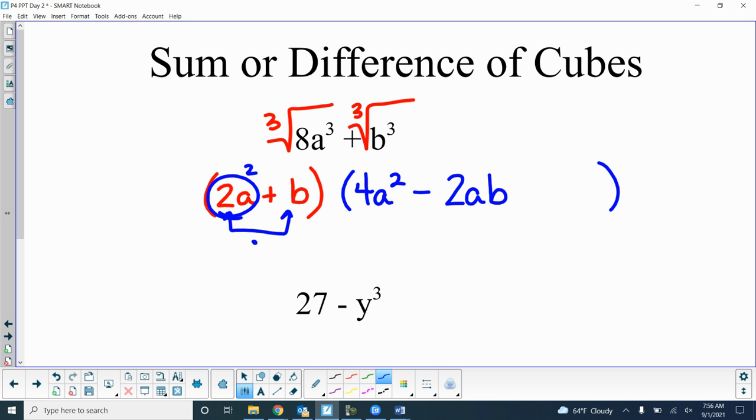So this sign for the middle term is always opposite the sign for your binomial. Okay? The third term, no matter what the signs are, is always addition. So that third term is always addition when we do these. And then to get that third term, we take this second term and square it. So what's b times b? b squared. So my answer is 2a plus b times 4a squared minus 2ab plus b squared. They always work out that way.